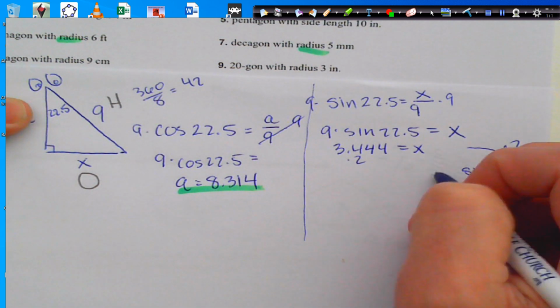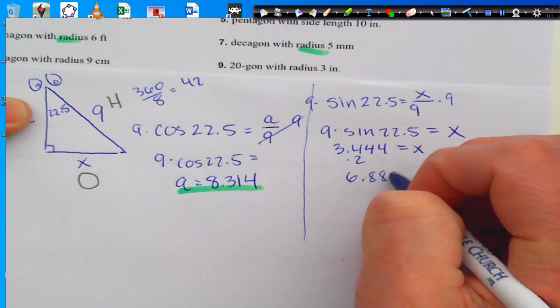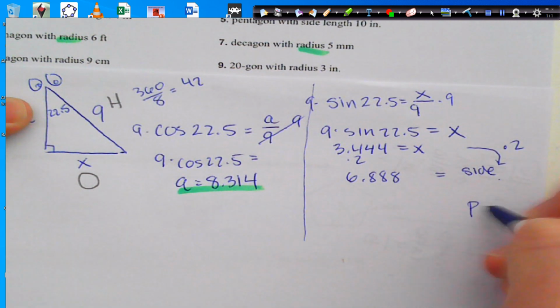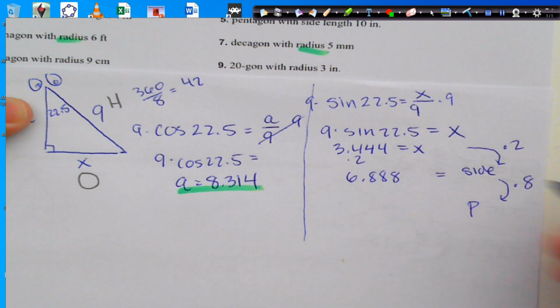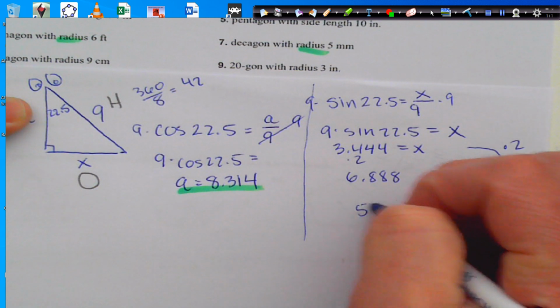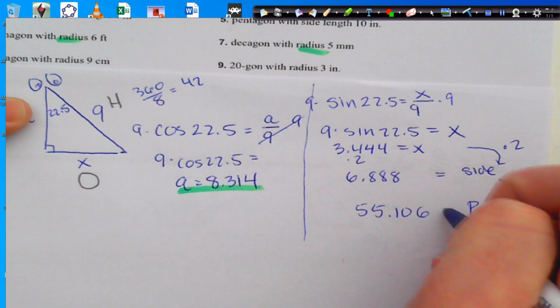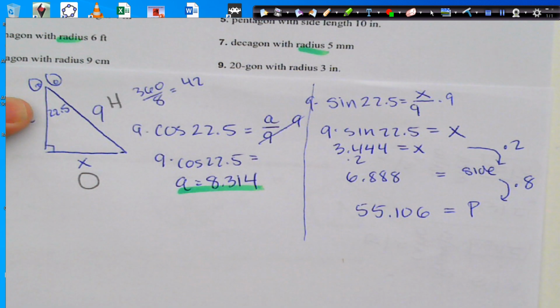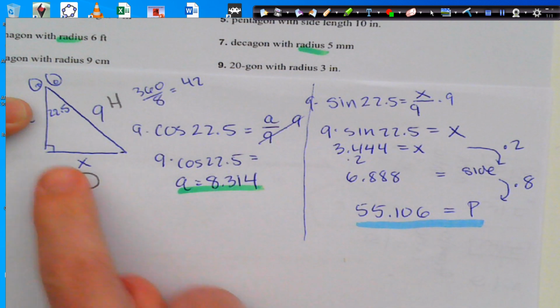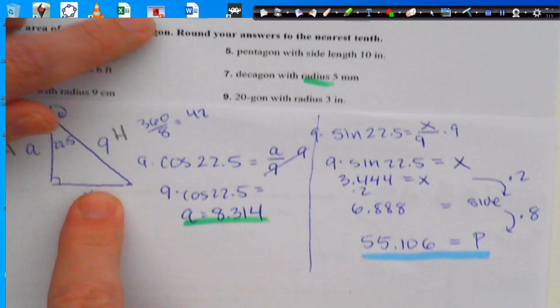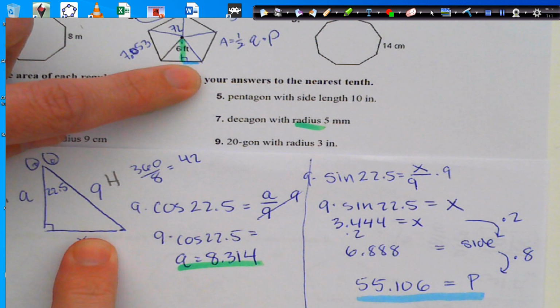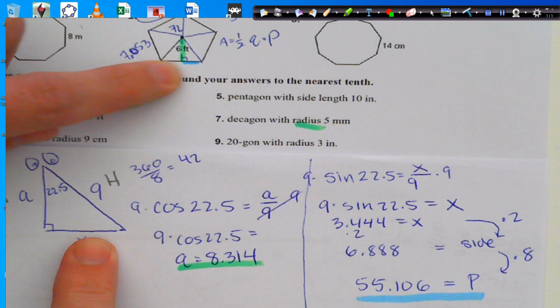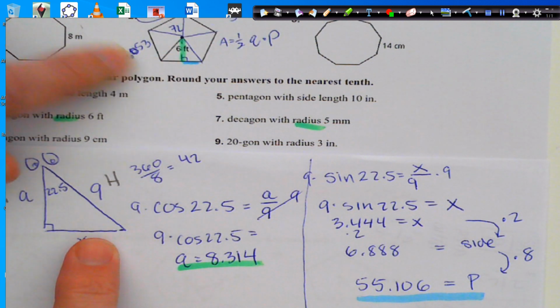So now the side length is 6.888, but then I want the perimeter, so I have to multiply by 8 because it's 8 sides. So in my calculator, I multiply by 8, and I get 55.106, and that's my perimeter. So it's kind of a multi-step one, where we find the x, this little triangle. Once we found that 3.44, we doubled it to get the whole side, which was 6.88, and then there were 8 sides, so we multiplied it by 8 to get the full perimeter.